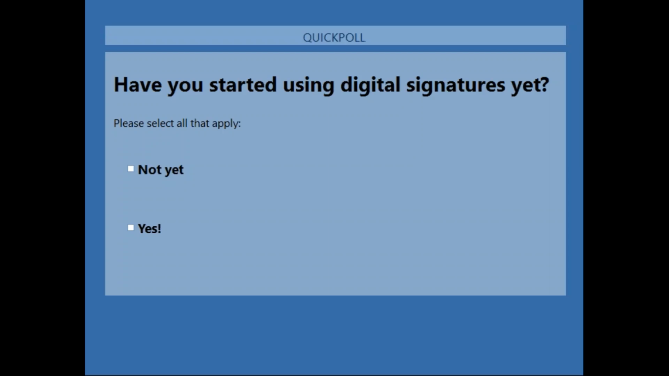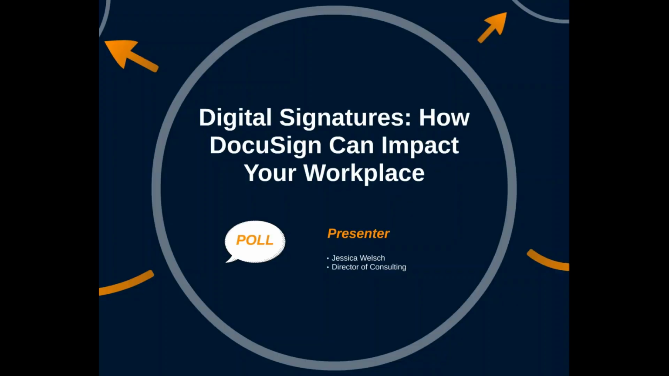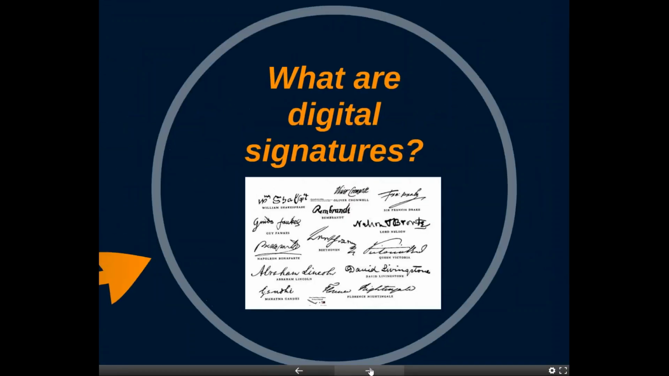Looks like almost everyone's voted. I'll give it a couple more seconds for anybody who wants to get their answer in. All right, we'll wrap it up. Looks like 67% of you have not started using digital signatures yet, and 33% have. So we'll go ahead and continue on and see how you might be able to use it if you haven't already.